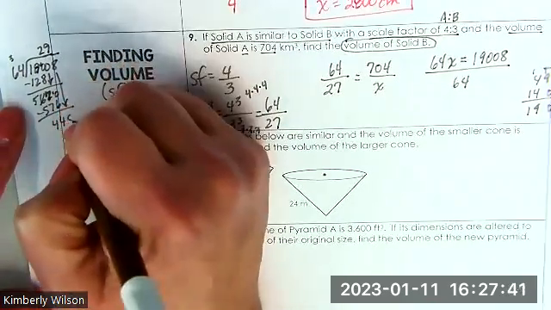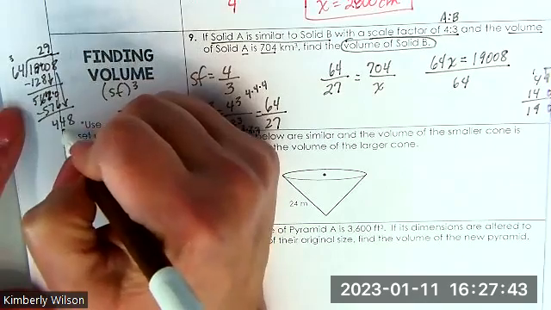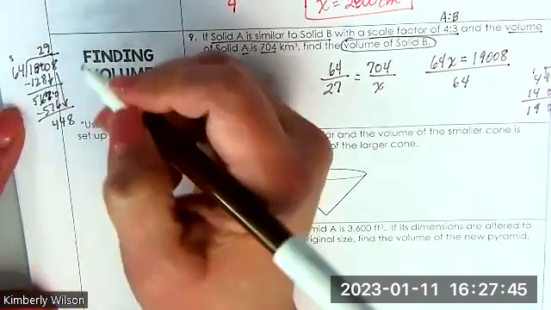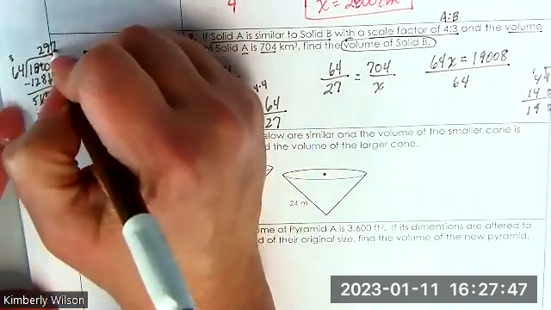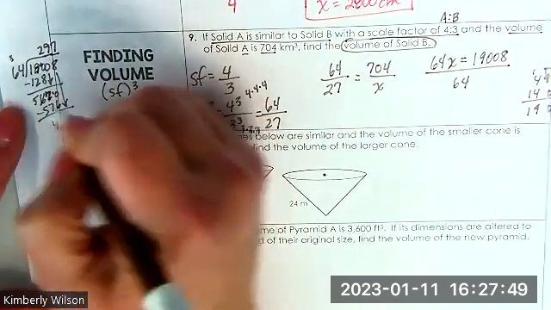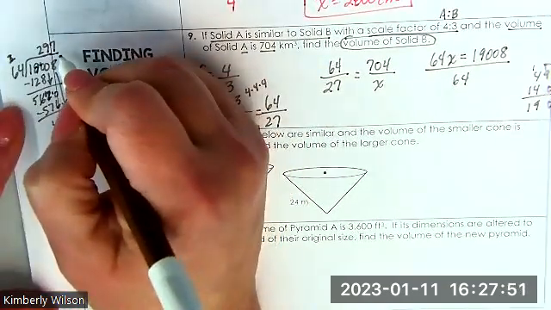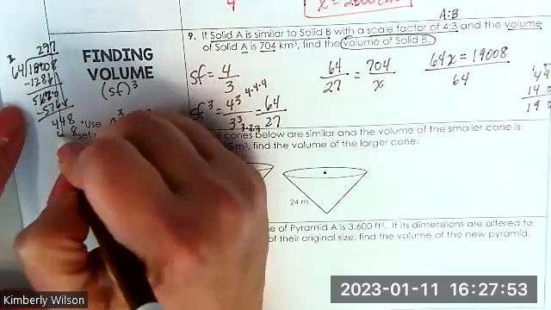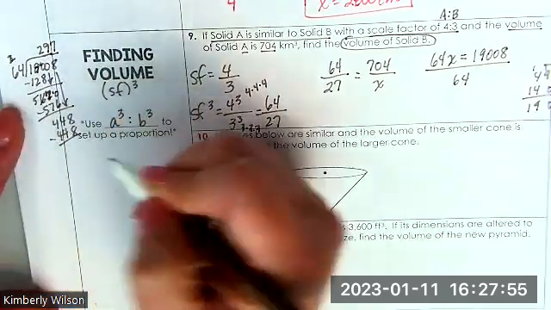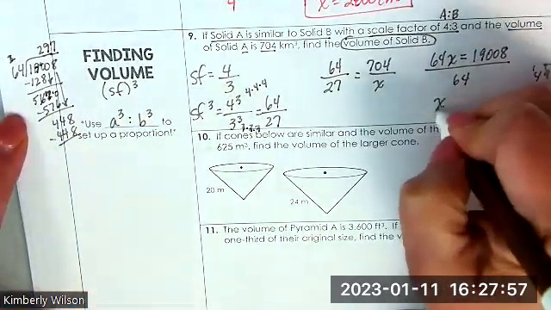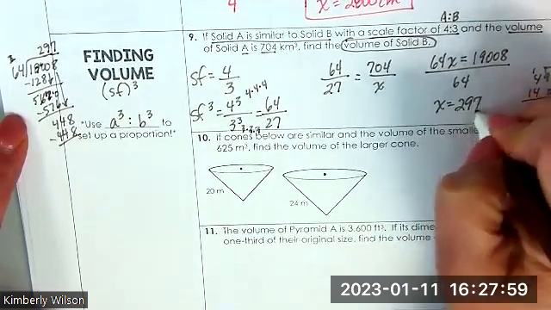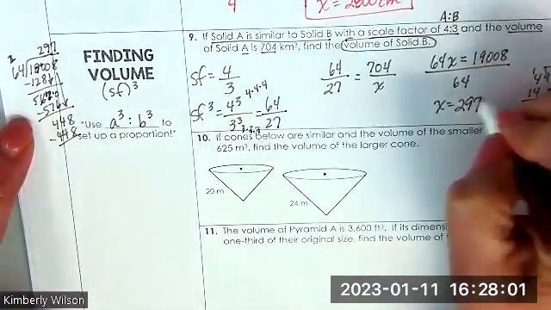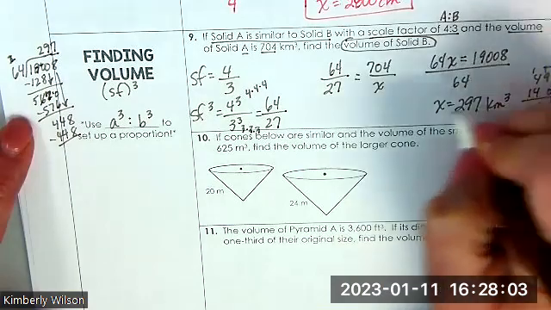Bring down the 8. 64 into 448 is 7. 7 times 4 is 28. Carried my 2. 7 times 6 is 42, plus 2 is exactly 44. That worked out nicely. So we have that x equals 297. Where are my units? Kilometers cubed.